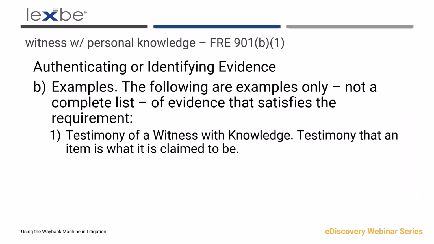A refresher on testimony by witnesses with personal knowledge. Rule 901(b)(1) of the Federal Rules of Evidence provides for the authentication of evidence through the testimony of a witness with personal knowledge that the evidence is what it is claimed to be.